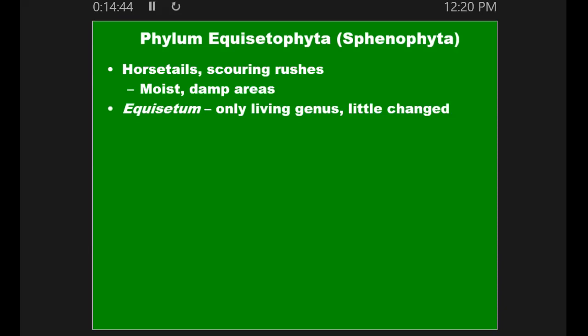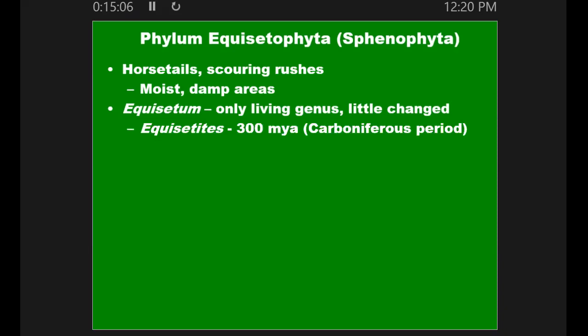And if you look at the current living Equisetum genus, those plants, and you track back to their ancestors, they really haven't changed much at all other than becoming smaller. They've become smaller and more slender. They used to be much larger. So they really haven't changed that much at all, except in their overall size.